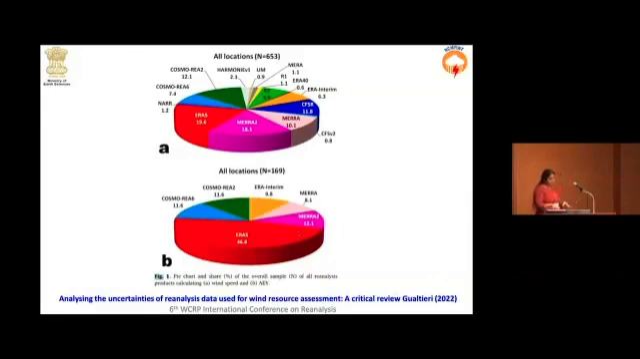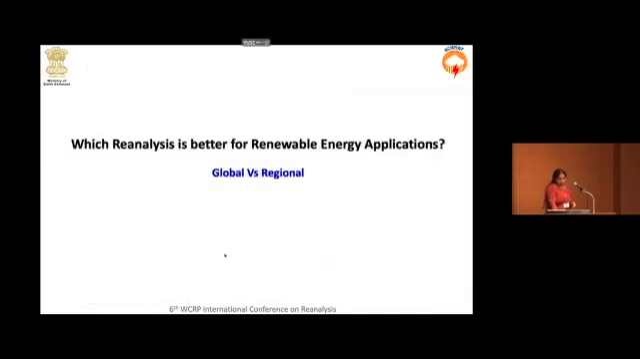They used the raw data set without any bias correction, and after that they did some bias correction. After the bias correction, they found that ERA5 contributes 46.8%, then MERRA, then MERRA-2, and then some of the regional reanalyses also. So then we need to see which reanalysis is better for renewable energy applications, particularly wind and solar.